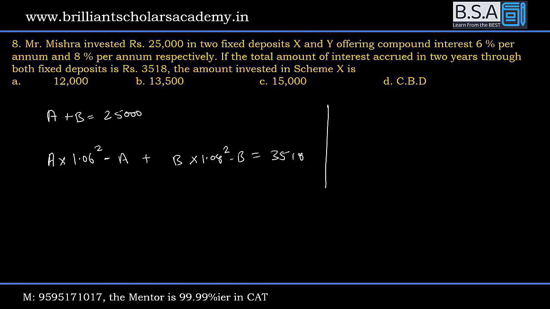Other ways, you go with numbers. If I imagine 12,000 is being invested, the other must be 13,000. What is the interest? 1.06 square times 12,000 minus 12,000, plus 1.08 square times 13,000 minus 13,000. So you can do this. If the answer matches, your job is done. Otherwise, go to the next option. Out of these, I feel A and C are easier to check.